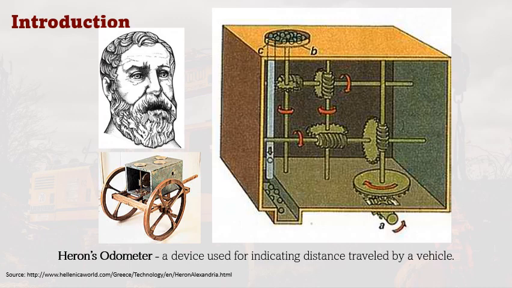The earliest known reference to gear or gear train is in a treatise by Hero of Alexandria during the 100 BC. You can see here in this presentation the odometer that he created. It is a device that is used for indicating the distance traveled by a vehicle.